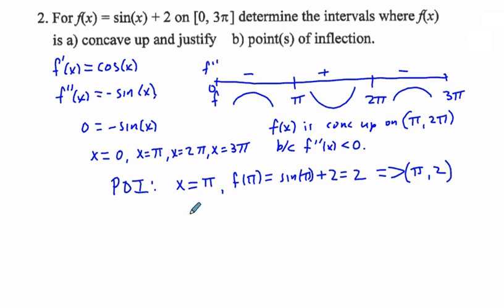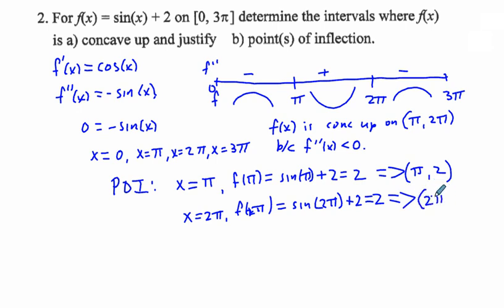Okay, and then also for x is equal to 2 pi, we're going to have f of 2 pi is equal to sine 2 pi plus 2. That's going to be equal to 2 also. So this point of inflection is going to be (2 pi, 2). So here we have our concave up interval, and here we have our points of inflection.